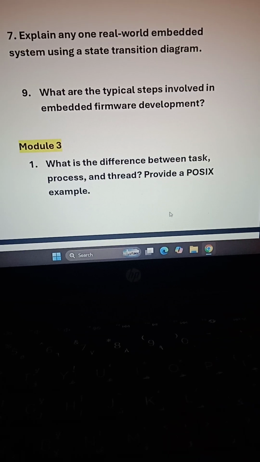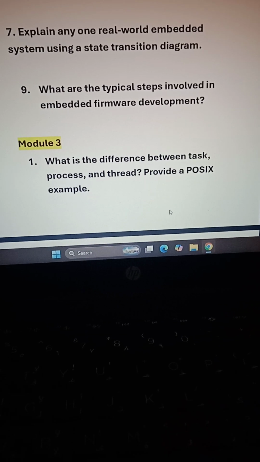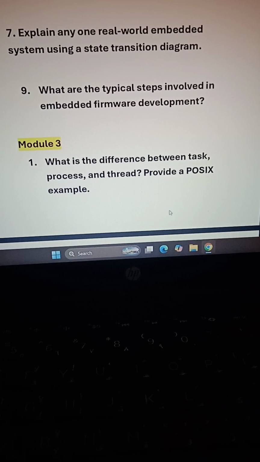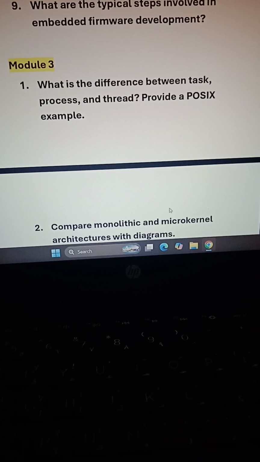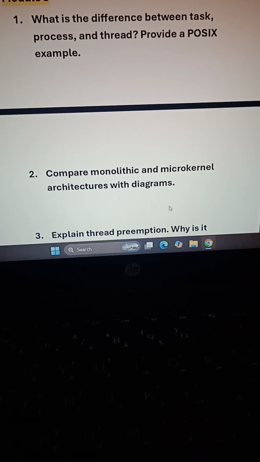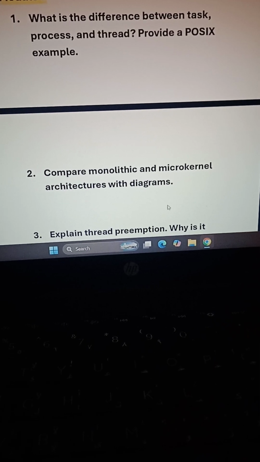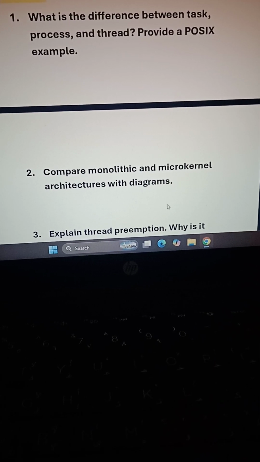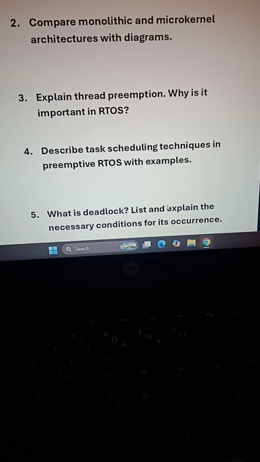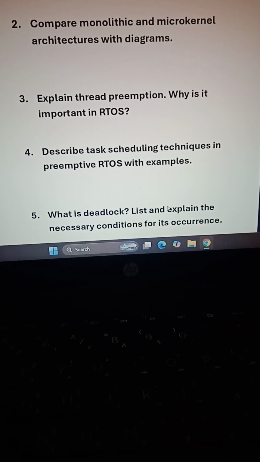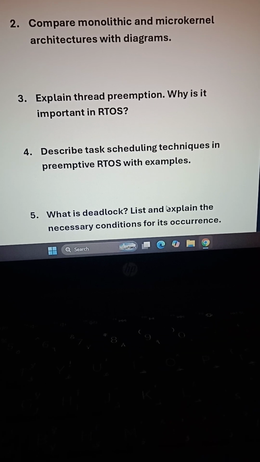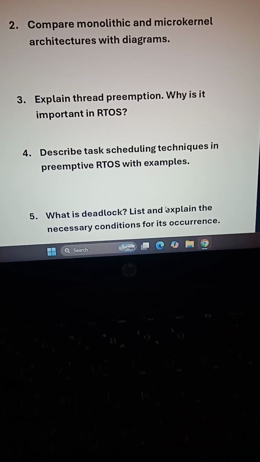9. What are the typical steps involved in embedded firmware development? Module 3. What is the difference between task, process and thread? Provide a POSIX example. This is again a compare question. Module 3. Compare monolithic and microkernel architecture with diagram.